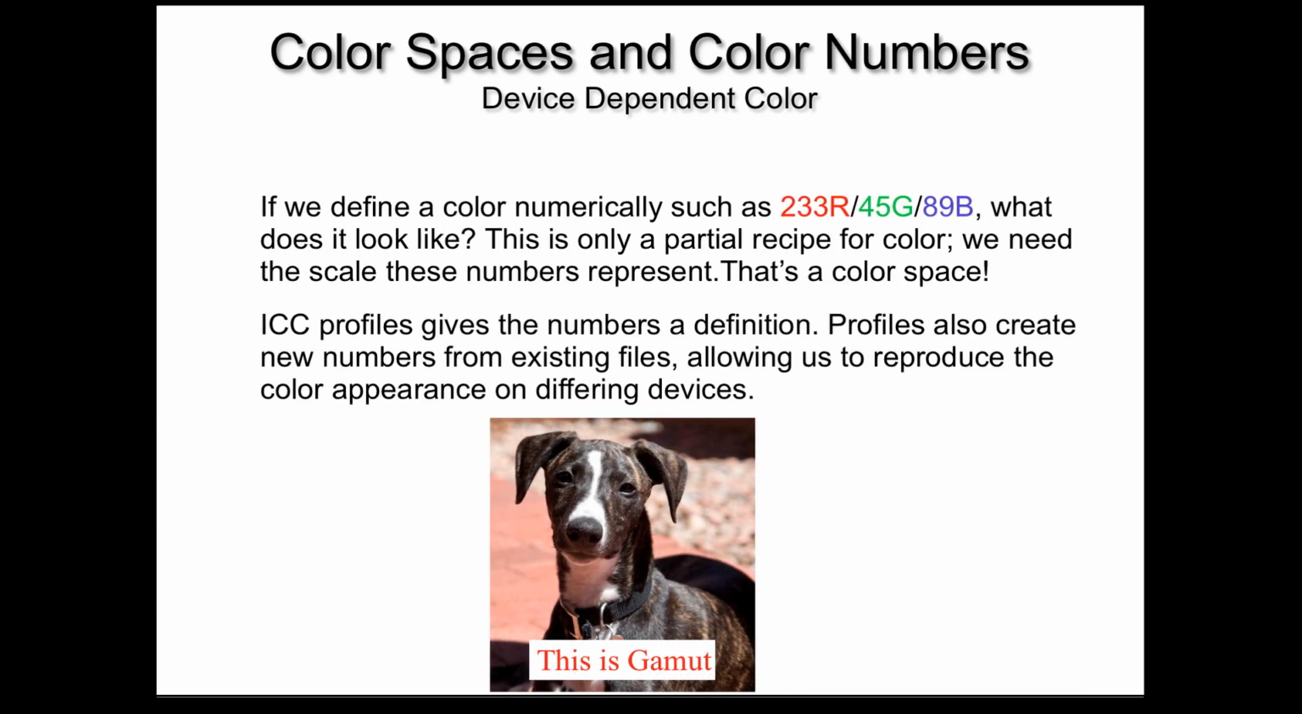Now, you know that we can define a color in Photoshop or other imaging applications numerically, for example, 233 red, 45 green, 89 blue, but what does that color look like? In other words, multiple color spaces can all have the same 3 sets of RGB numbers, but all those different spaces are defining a different color.